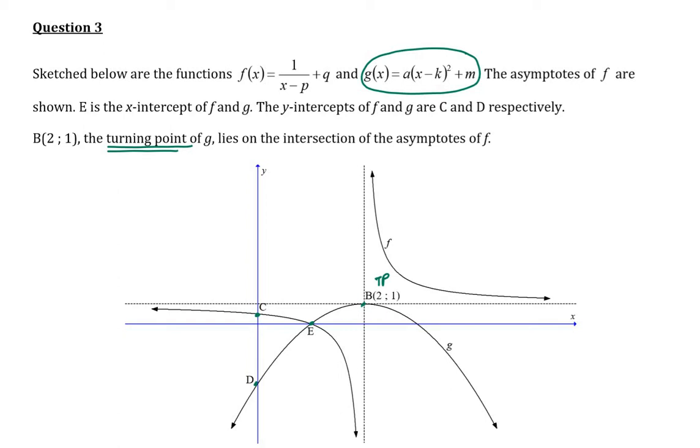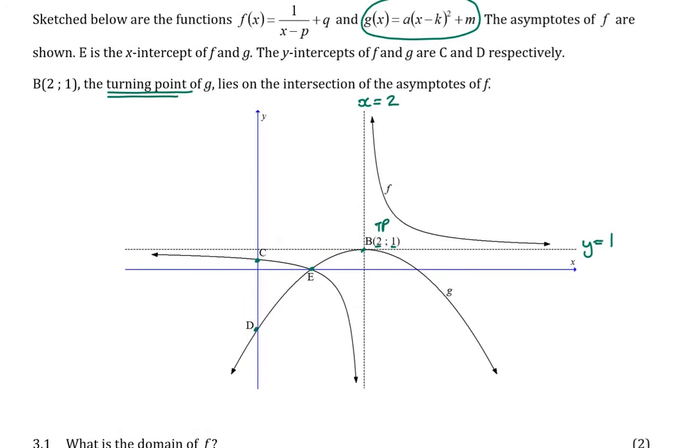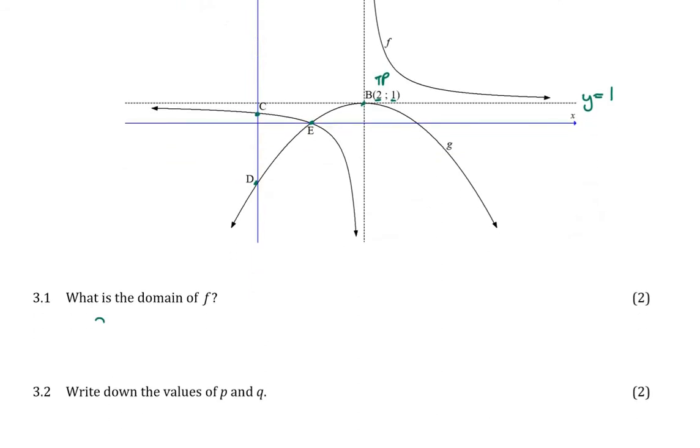So immediately I can see that x is 2 will be my vertical asymptote, and y is 1 will be my horizontal asymptote. So let's have a look at the questions. What is the domain of f? Now f is your hyperbola, and so hopefully it's a very common question. Hopefully we'll realize that x can always be anything except our asymptote, and our asymptote is at 2.